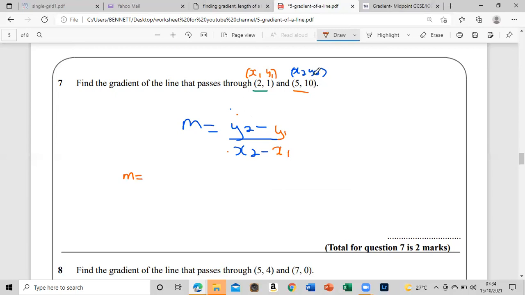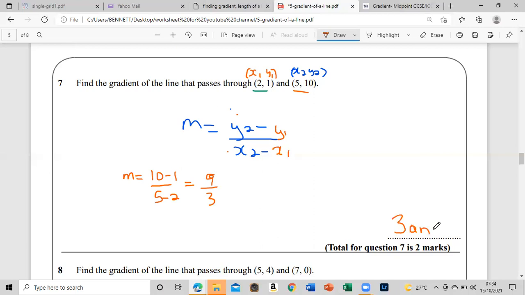Let us put back the formula. M is equal to y2 minus y1, over x2 minus x1. So this will be 10 minus 1. See the color code there? And then x2 is 5, so it's 5 minus 2. So this is 9, and 5 minus 2 is 3. So the gradient is 3. And that would be our answer.